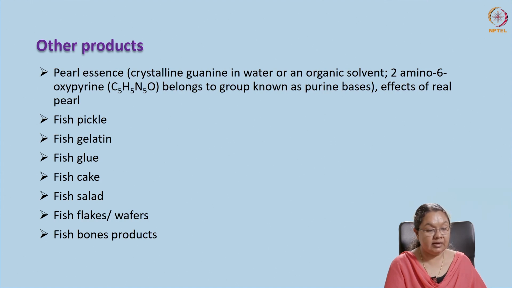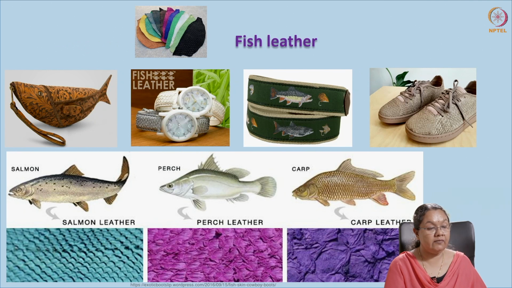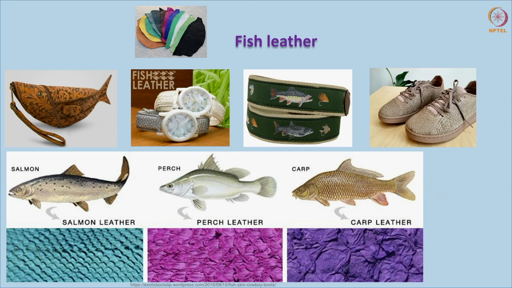So these are some of the other byproducts that can be produced from the industry. A very common evolving thing we have seen is fish leather. The leather from salmon, basa, carp or perch can be processed and converted to fish leather. Just like animal leather, fish leather can replace it and can be used to develop watch straps, belts, purses, and it can also be used in developing shoes and other things. So these are the other set of byproducts.